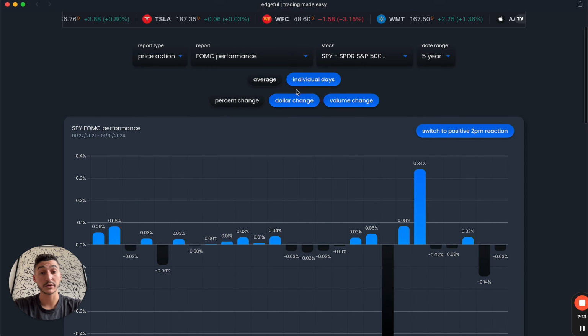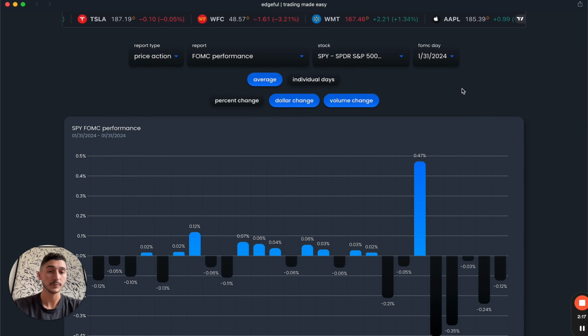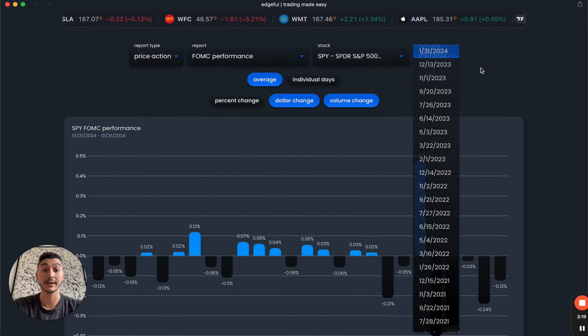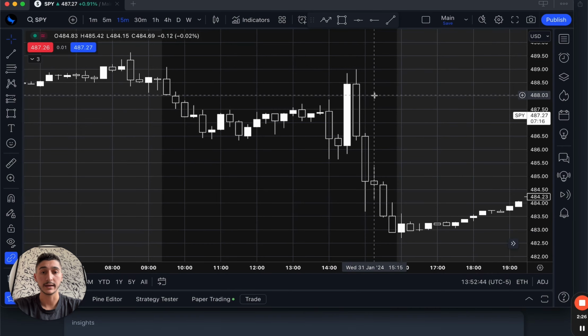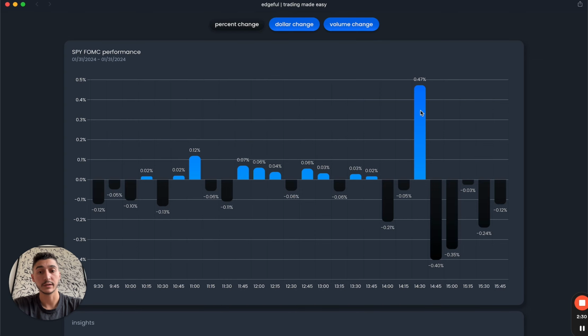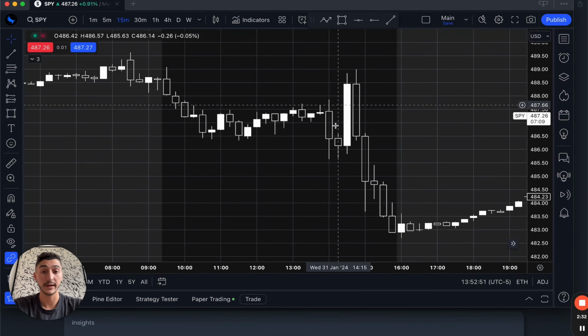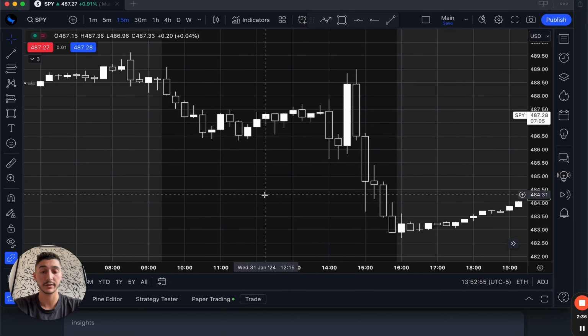So we also have a selector here, which is for individual days. This allows you to actually go back and select a specific day to see how it actually moved and how it behaved. If we look at yesterday, which is January 31st, 2024, this is the chart result of yesterday's price action. So this is FOMC yesterday, January 31st.